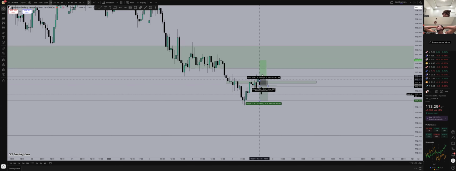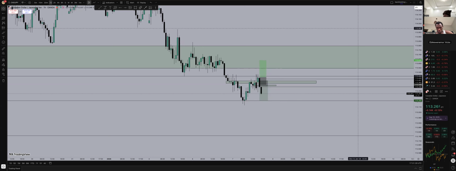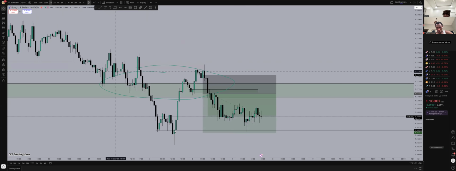So this is grabbing liquidity at this level, selling from this level to this level. So it's basically the same thing. Now I'm selling from this level to this level. You see, this was the last lower low. If I go to my EURUSD, this was the last lower low.